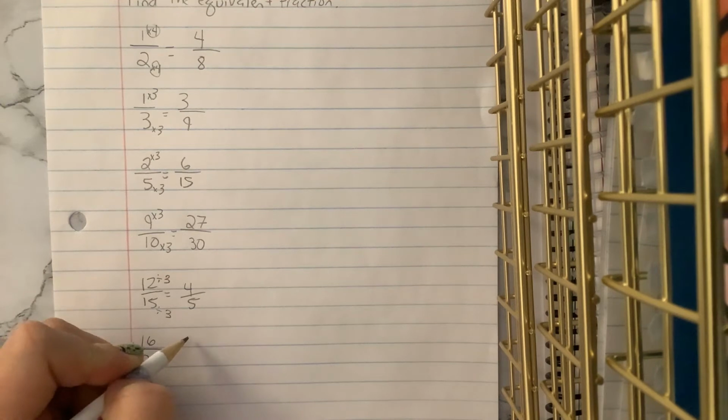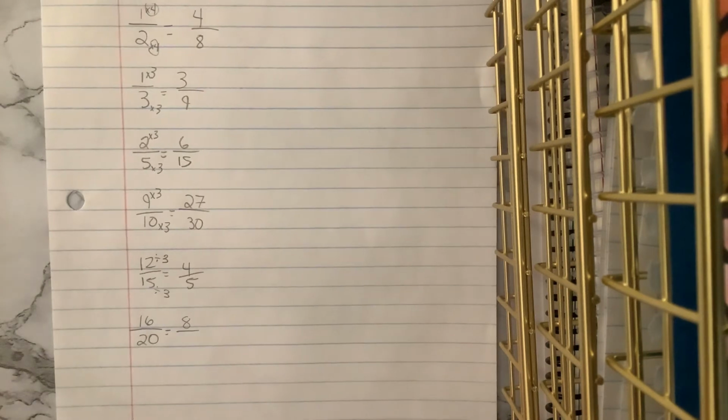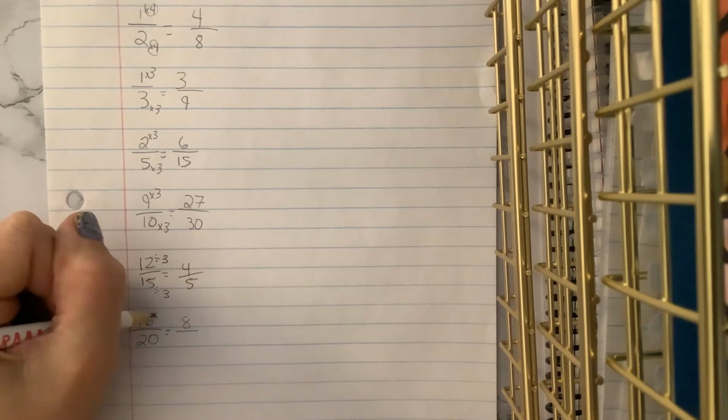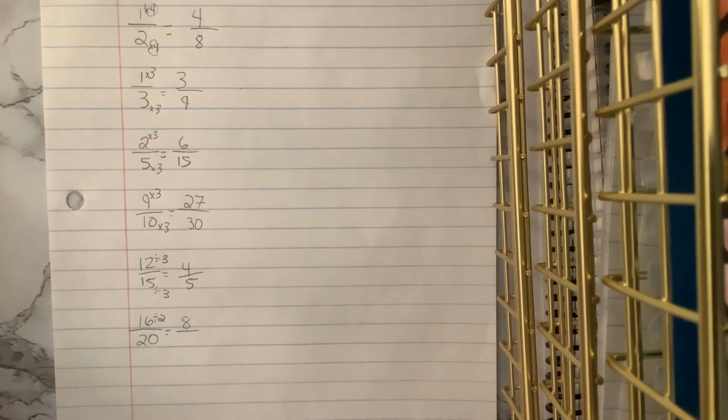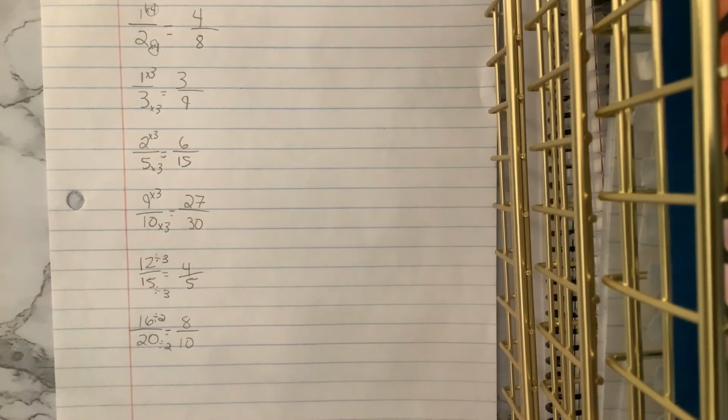16/20 equals 8 over what? So again, we have two numerators. How do I get from 16 to 8 using multiplication or division? I have to use division. 16 divided by 2 is 8, which means we have to do the same thing to the denominator. 20 divided by 2 is 10. Okay, we're going to switch it up just a little bit.